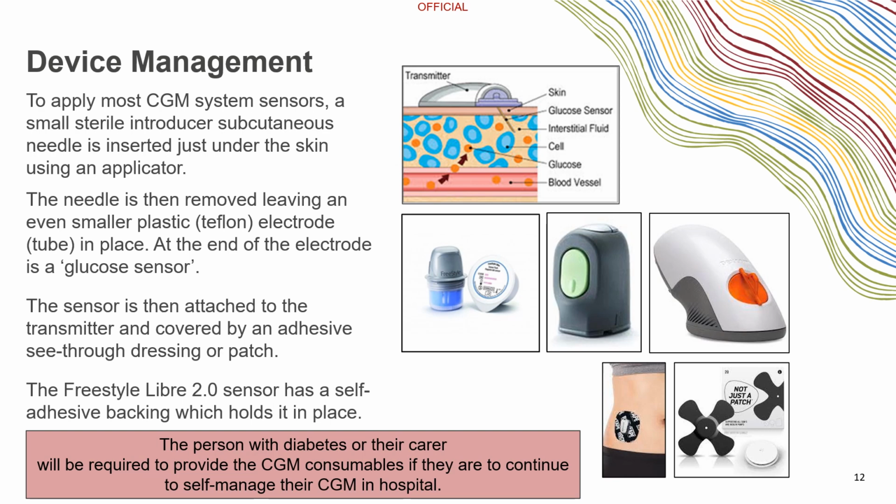To apply most CGM system sensors, a small, sterile introducer subcutaneous needle is inserted just under the skin using an applicator. The needle is then removed, leaving an even smaller plastic electrode in place. At the end of the electrode is the glucose sensor. The sensor is then attached to a transmitter and covered by an adhesive see-through dressing or patch. The Freestyle Libre 2.0 continuous glucose monitor has a sensor which has a self-adhesive backing which holds it in place, and therefore an additional see-through dressing is not required.